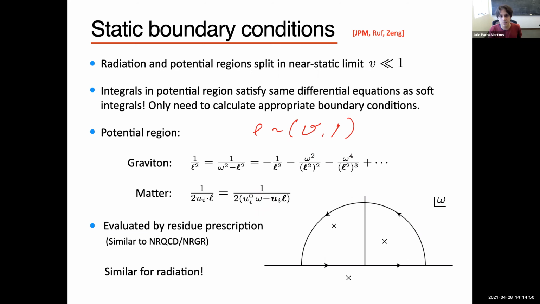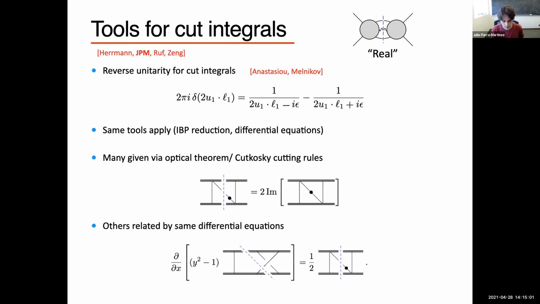Everything is very simple once you have this differential equation, and there's a similar prescription for these other regions, like radiation, that we have developed. Okay, and the last thing I want to tell you, bear with me, this was the technical part of the talk, is how we get these phase space integrals.